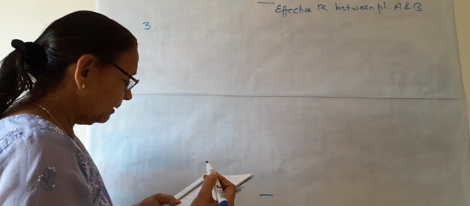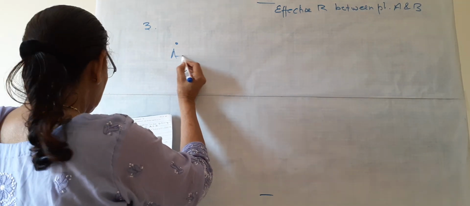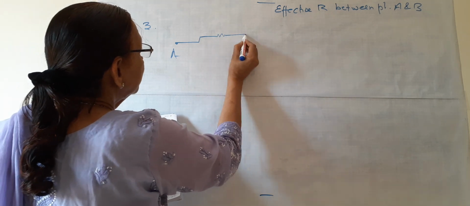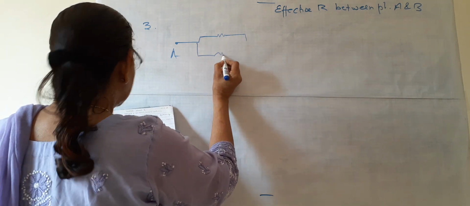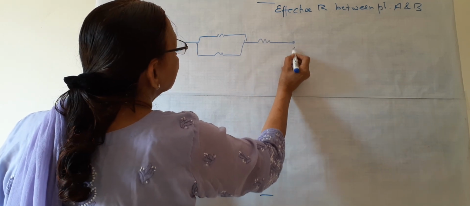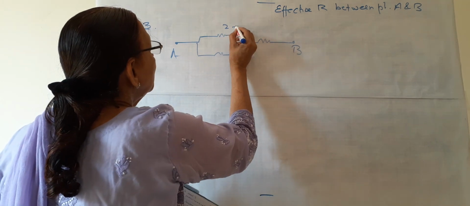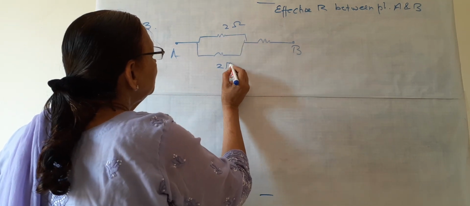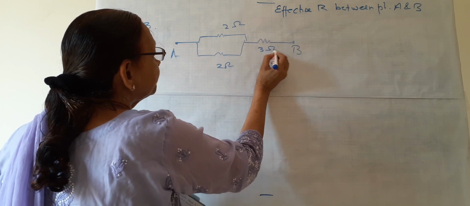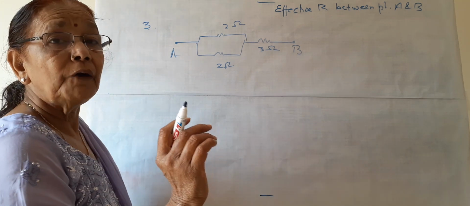So the third example is, suppose this is A, the current is going, now this is one resistor, this is the second resistor, this is the third resistor, and this is B. What are the values? 2 ohm, 2 ohm and 3 ohm. Okay, so how will you do that?